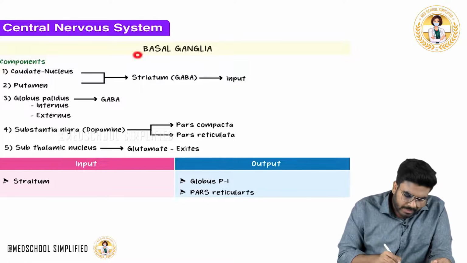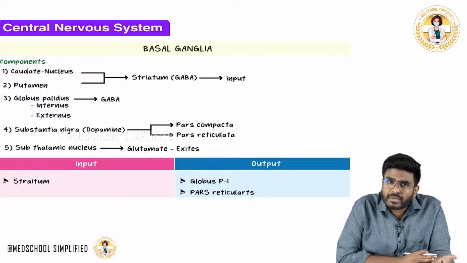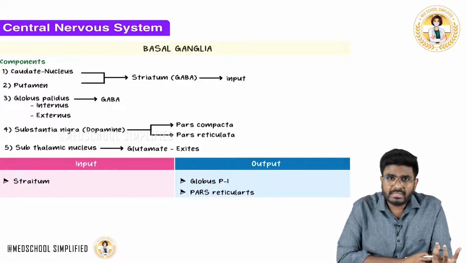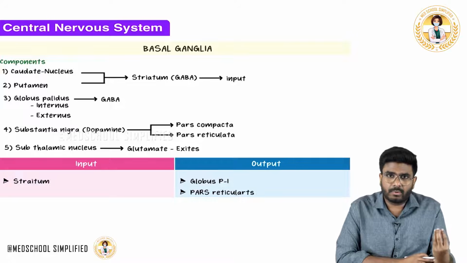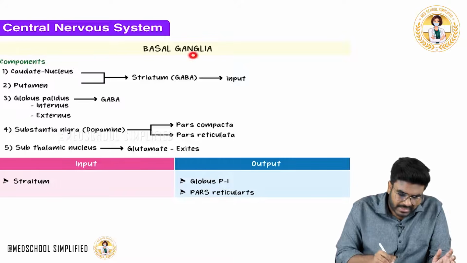But here, these basal ganglia are structures present in the central nervous system. So these structures should actually be called basal nuclei. It's a misnomer. Nuclei are the collections of cell bodies in the central nervous system. So it should be called basal nuclei.